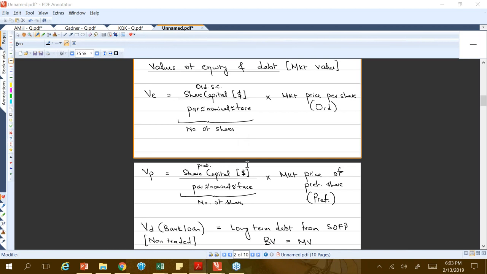Next question here is, why do we do 1 minus the t? Because interest is a tax allowable expense. So when we incur interest cost, we save some tax, and therefore the interest liability then reduces. Any more questions here on this part?